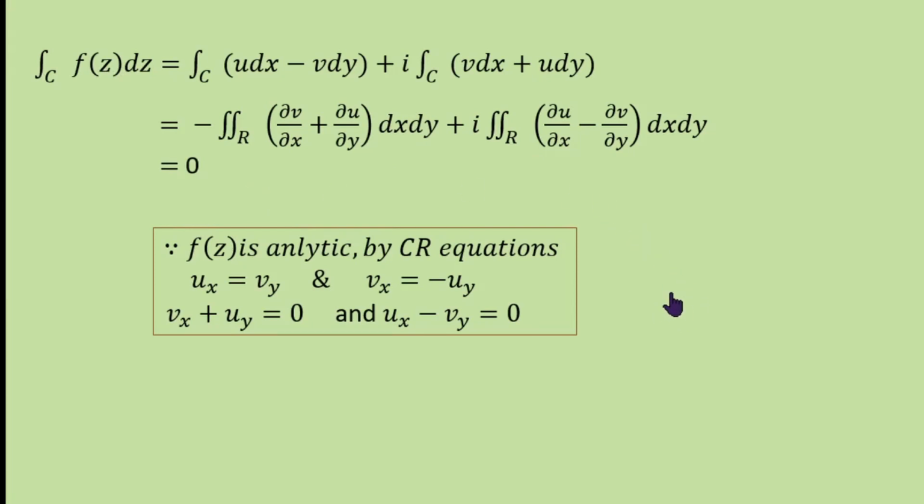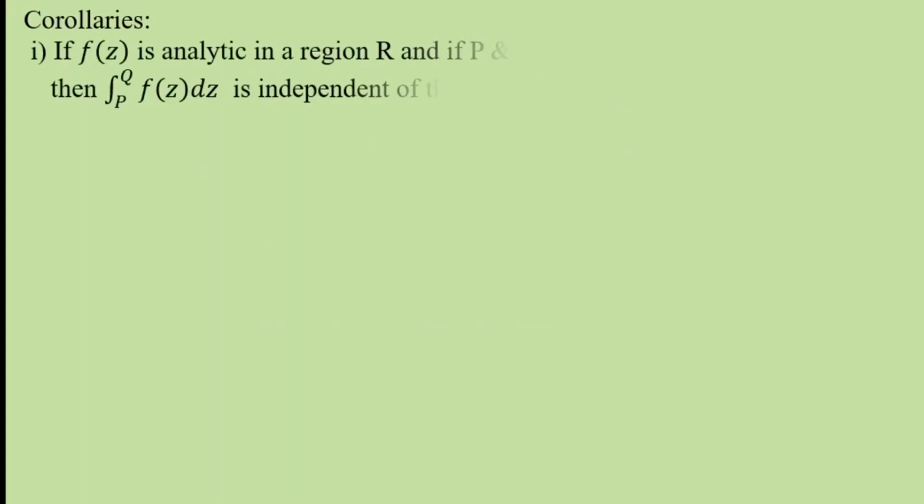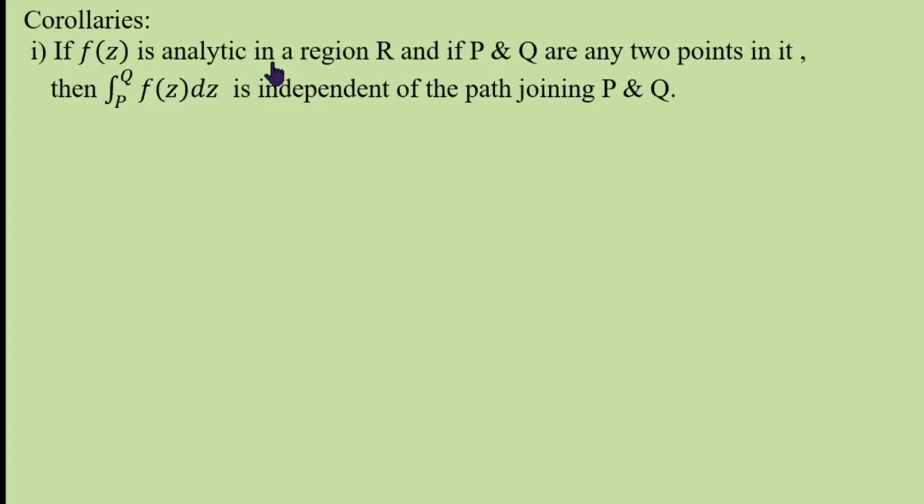Now I am going to discuss some corollaries of Cauchy's theorem, or consequences of Cauchy's theorem. The first one is: if f of z is analytic in a region R and if P and Q are any two points in it, then the integral of f of z dz from P to Q is independent of the path joining P and Q. This concept I already discussed in the third lecture, but here using Cauchy's theorem I am going to prove this concept.